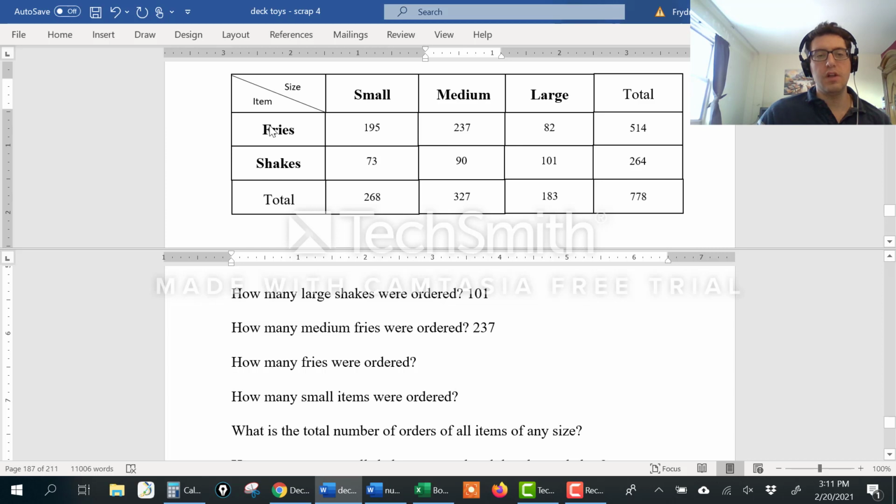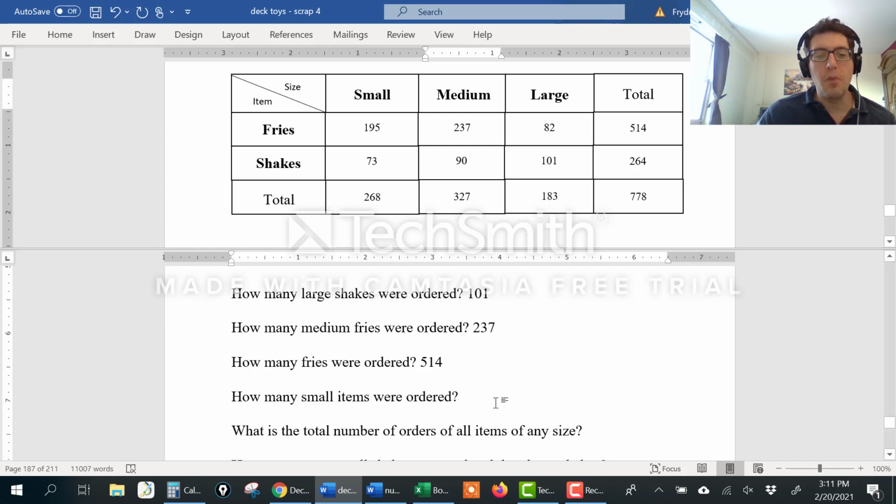Okay, so we'll look at fries over here, and we see that in this column, this gives us the total for the number of fries that were ordered and also for the number of shakes that were ordered, but we don't need that right now. We just need the total number of fries, which is 514. So if you add these three numbers together, 195 plus 237 plus 82, you would get 514, and that's the total that we're looking for.